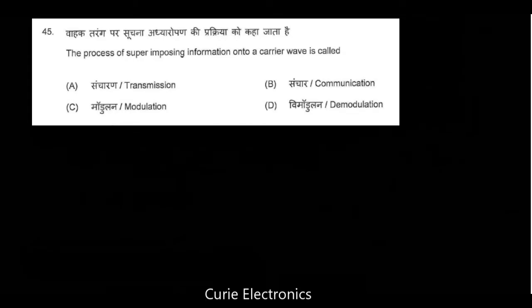The process of superimposing information onto a carrier wave is called modulation. We have a high frequency wave and a message signal, that is the speech, maybe 5 kilohertz, that we superimpose on the high frequency carrier wave. That process is known as modulation. The opposite of modulation is demodulation. During demodulation, from the high frequency modulated wave, we separate the information, the message signal.